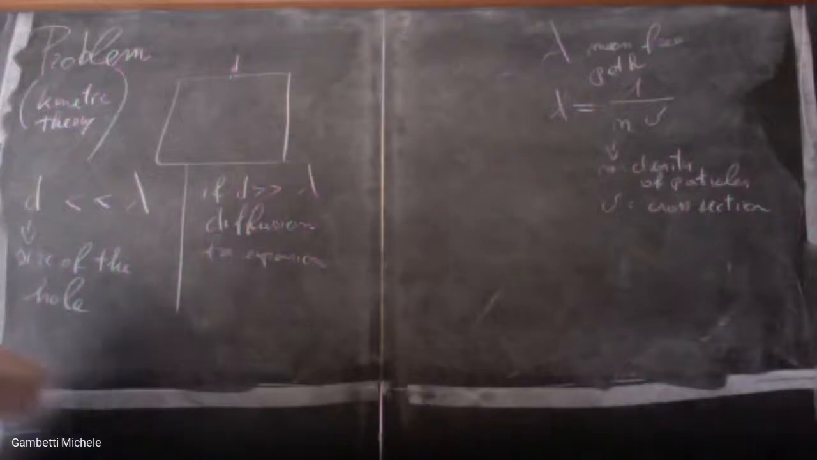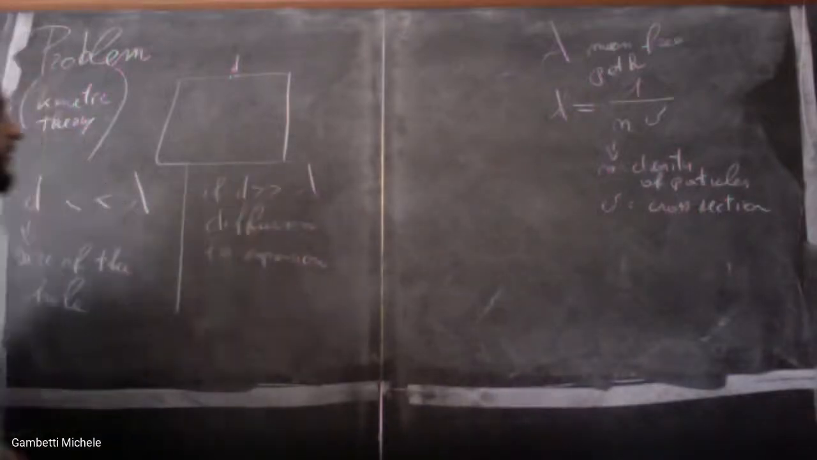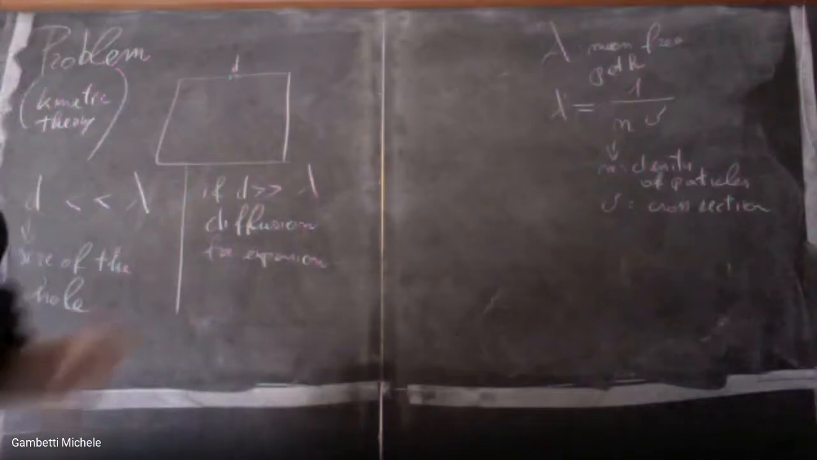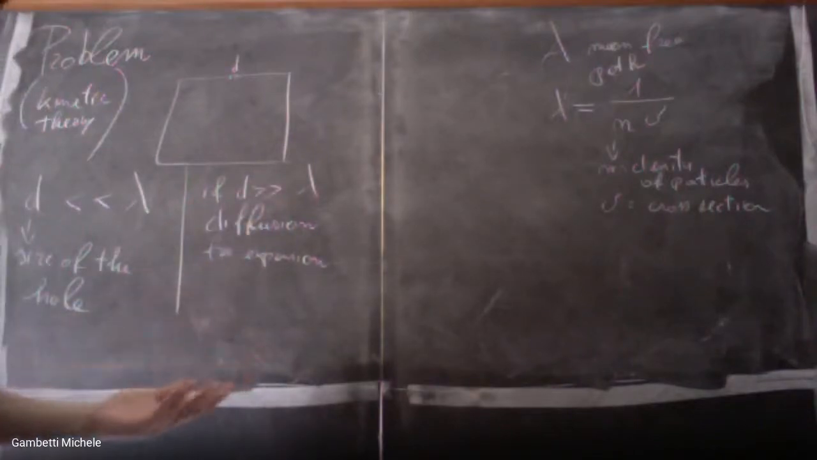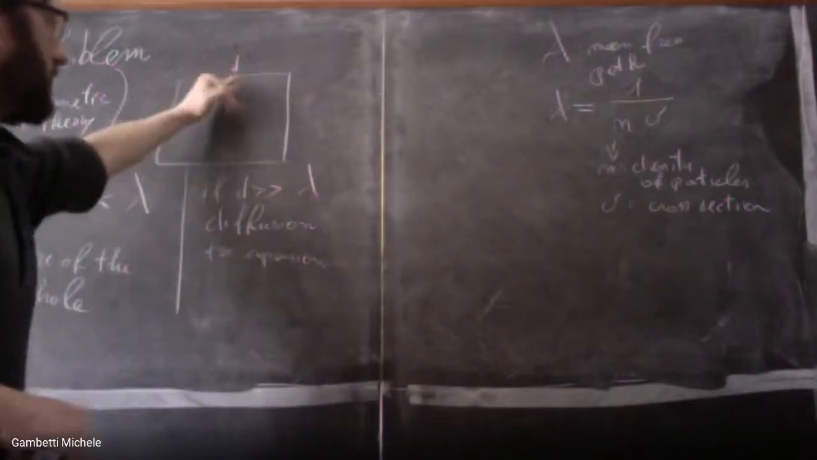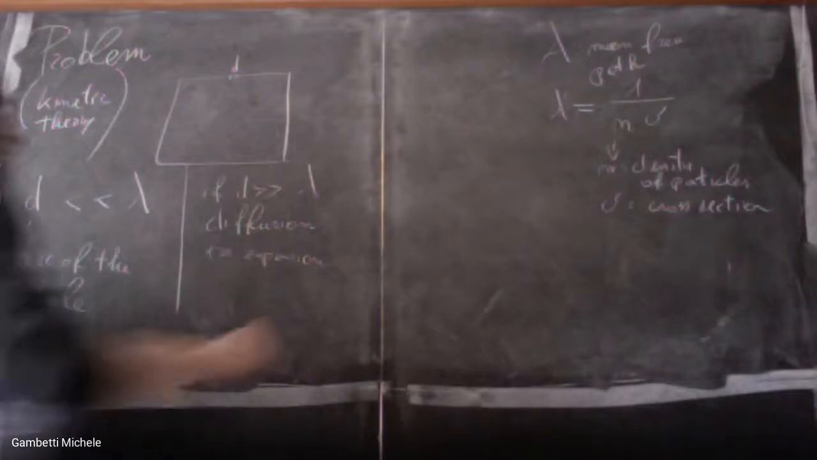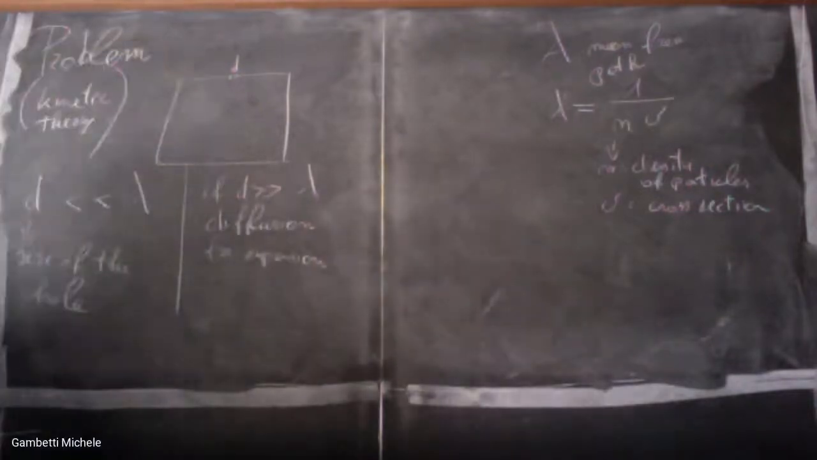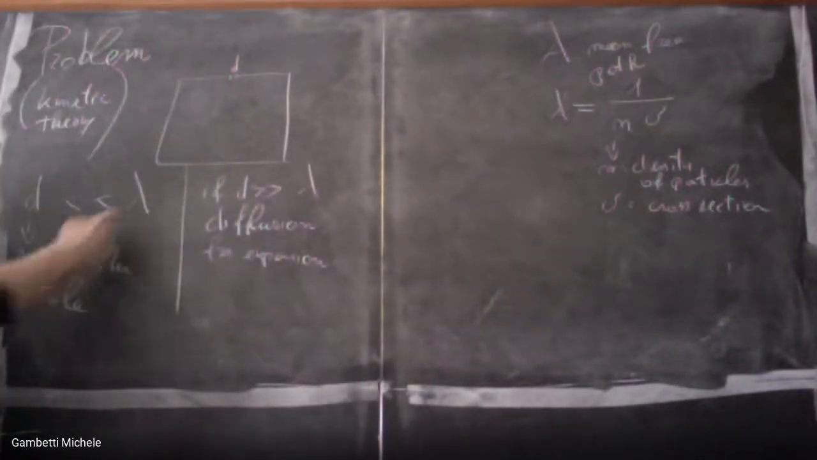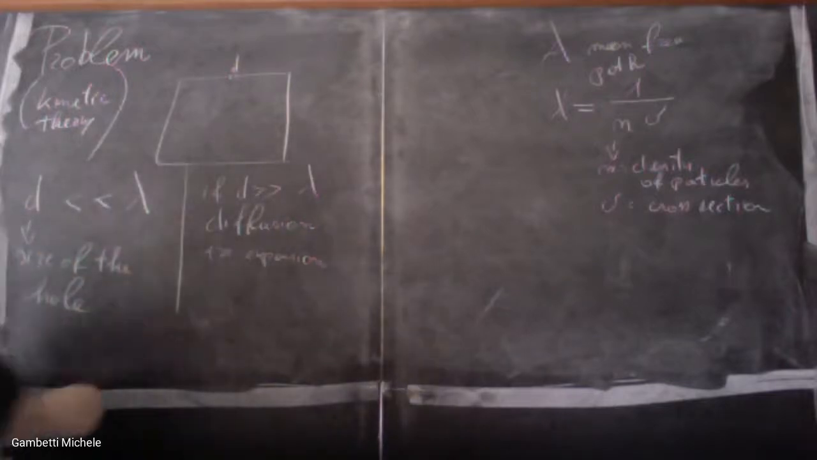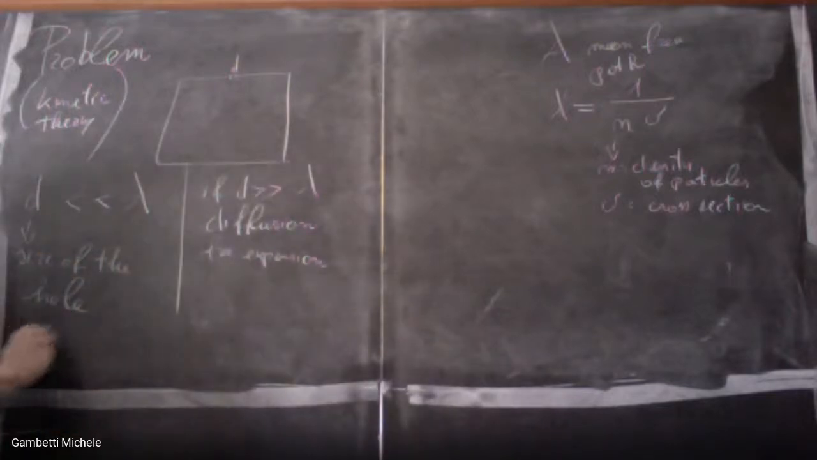And in this case, of course, it's very common that two, three, or a finite number of particles cross the hole at the same time. Whereas if you have the opposite limit, so D much smaller than the mean free path, actually this is a situation which is called diffusion.